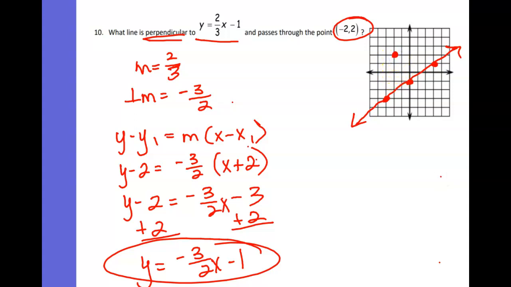Let's see what it looks like. I'm going to graph -3/2 x minus 1. So I'm going to start at my y-intercept of -1, and my slope is -3/2. So I'm going to go down 3 to the right 2. Or I'm going to go up 3 to the left 2, and I happen to land on the point, and we just draw lines like that. We have our perpendicular lines.